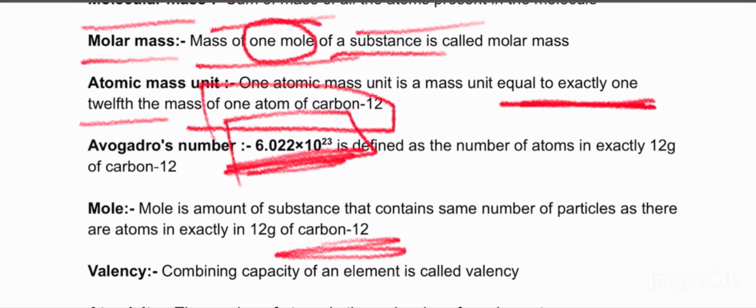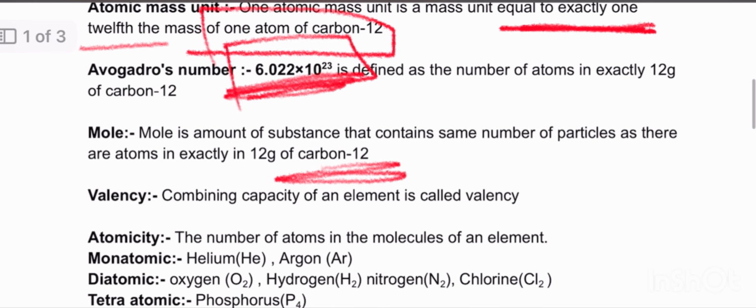Next, what is valency? Valency is nothing but the combining capacity of an element.